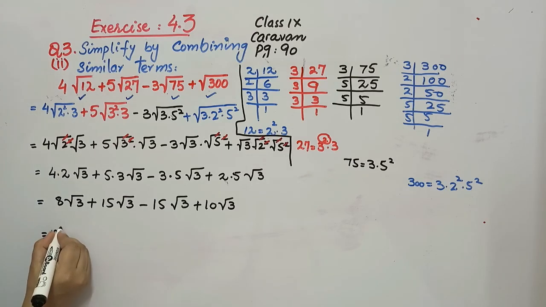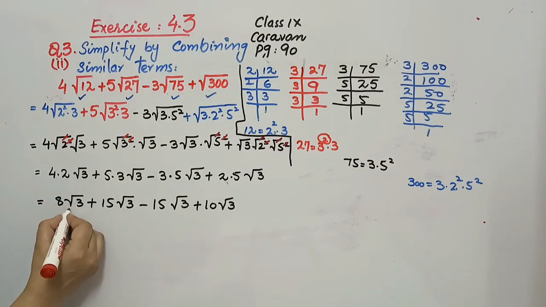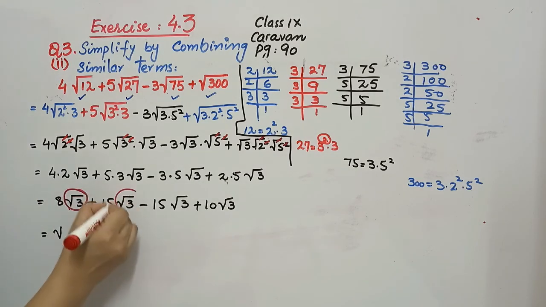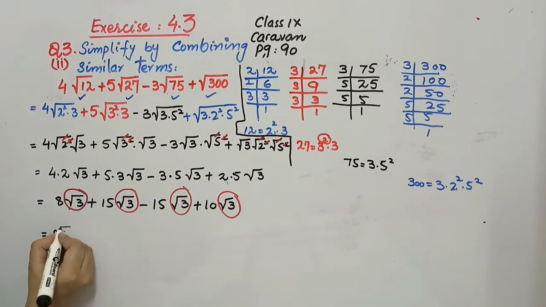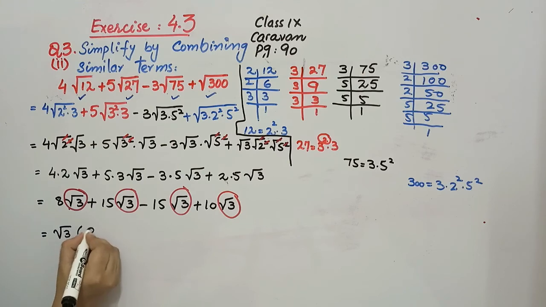So we can take common. As you see that in every term, this is the same. So we can take it as common. 3, remaining will be 8.